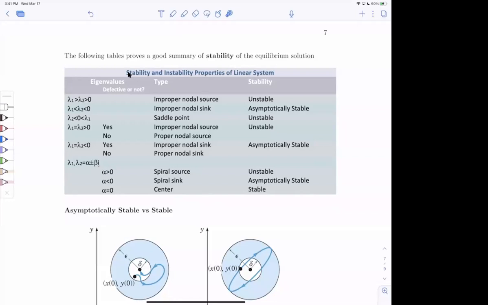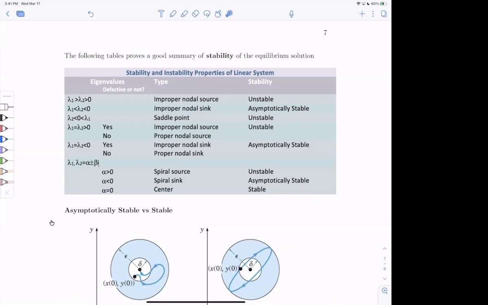Yeah, that's what I thought too. So you don't have to know this. For now, you don't have to know this. Eventually, you might need to know this when we talk about locally linear systems. But right now, I don't think you need to know. You just need to know that it's stable. When I put asymptotically stable, it's just stable.